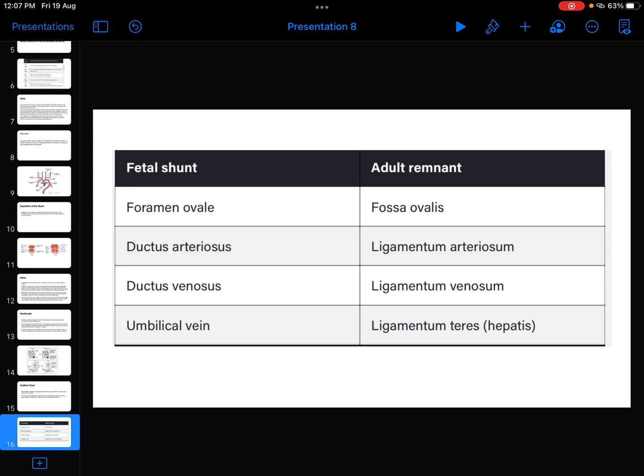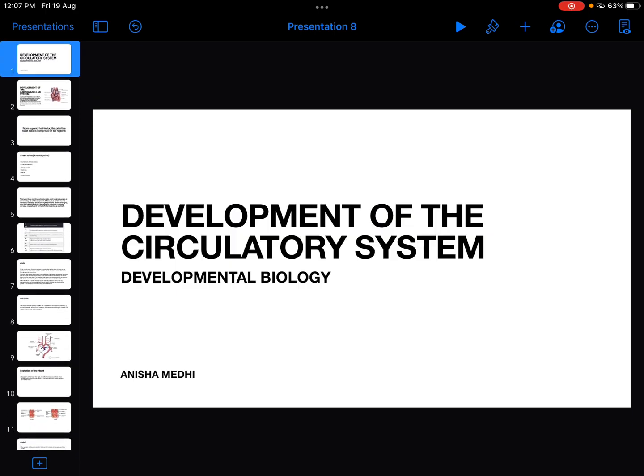And that's all for the discussion of the development of the circulatory system. Final output, developmental biology.